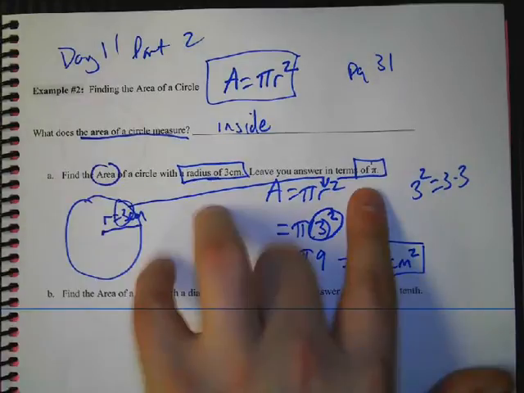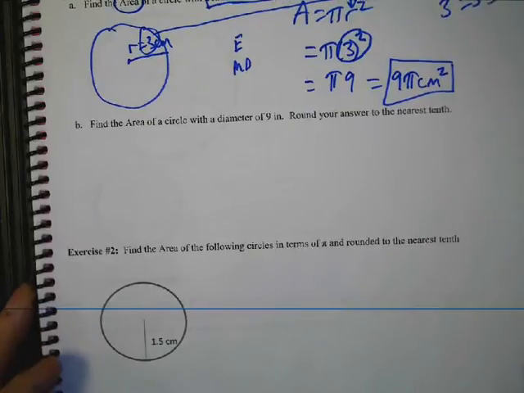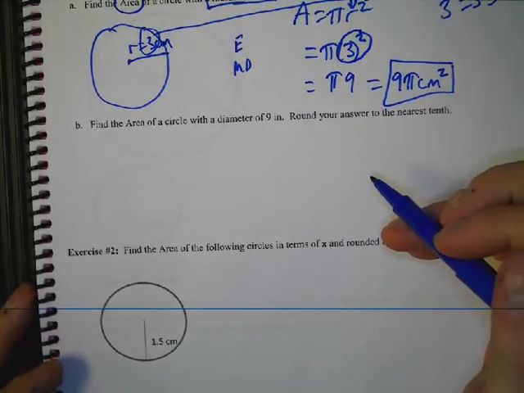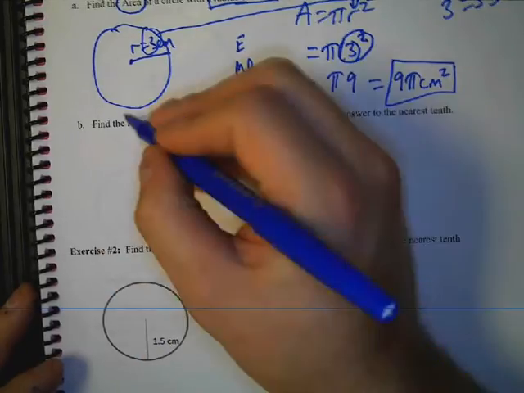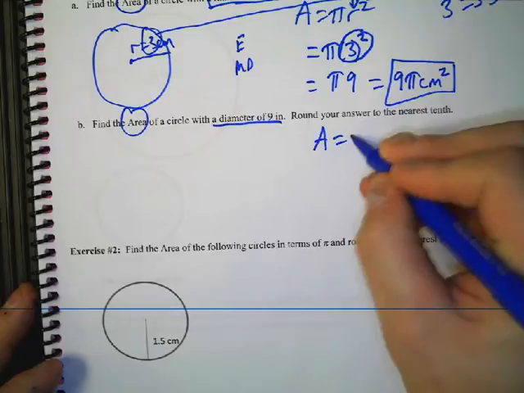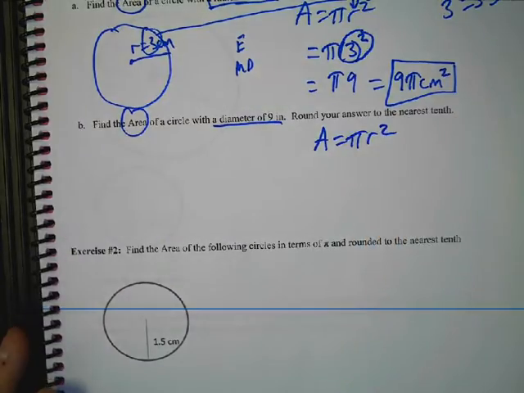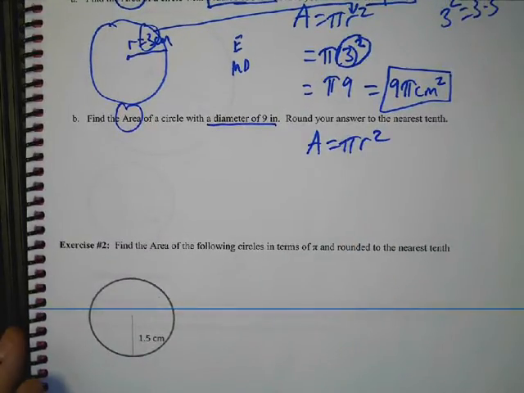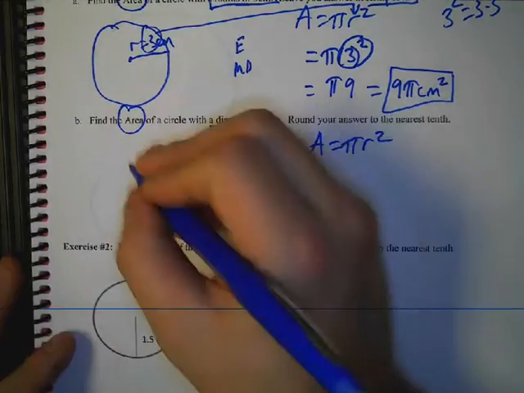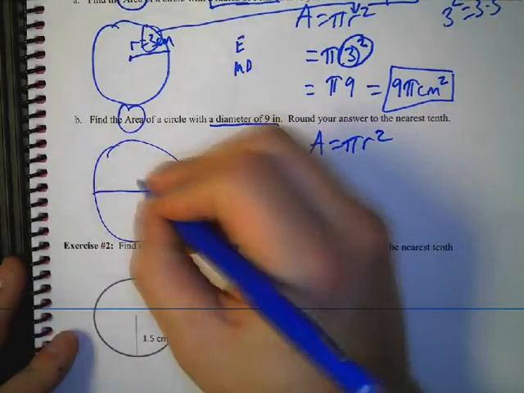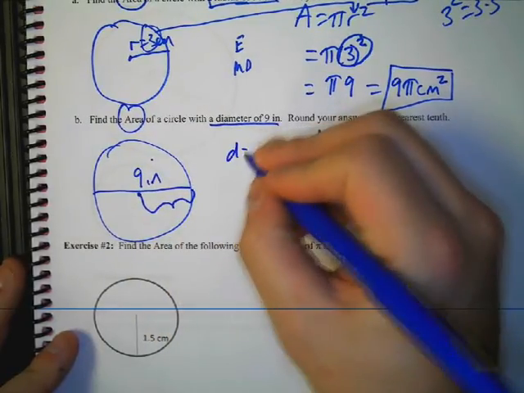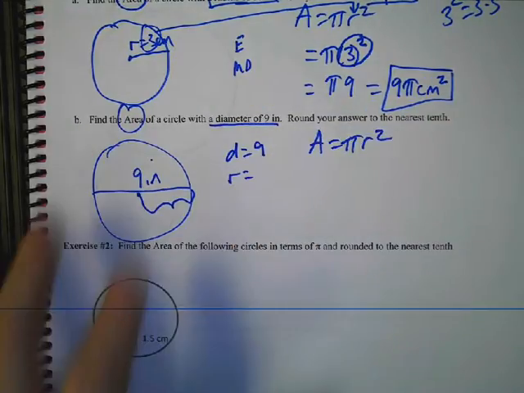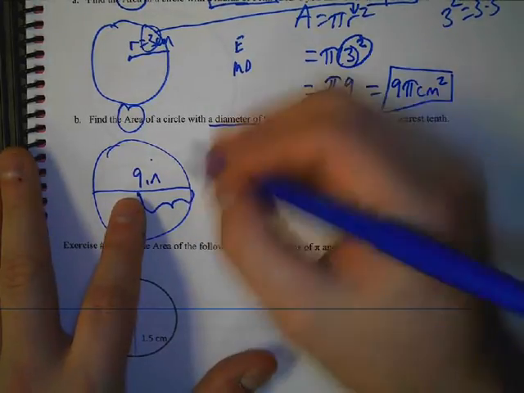All right. Part B. Now I'm going to change this up a little bit. Okay. So now find the area of a circle with a diameter of 9 inches. So we're finding area again. So immediately this formula gets written down. Area equals pi r squared. Okay. Find the area of a circle with a diameter of 9. So if we want to draw a picture of this, now the 9 goes all the way across. We only need half of it. So if the diameter is 9, the radius is half of 9. So you take 9 and you divide it by 2, which would be 4.5.